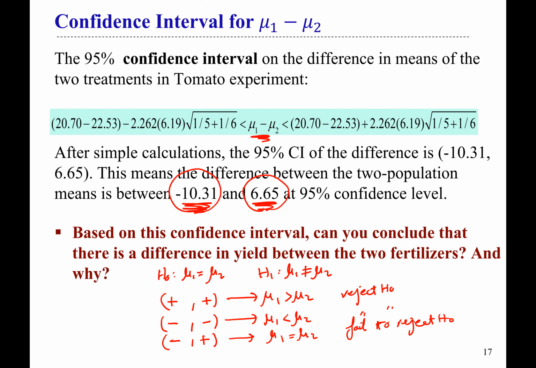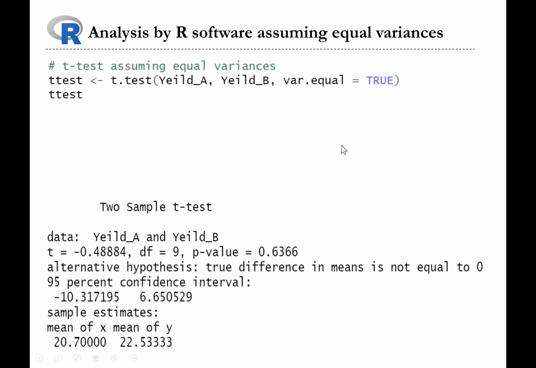So we fail to reject H0, which is the same conclusion from the test of hypothesis. It means mu1 equals mu2 at significance level 5%, the complement of the confidence level. So at significance level 5%, the two types of fertilizers are the same in terms of yield. There is no difference between these two. So this is how to calculate a 95% confidence interval. Do the same thing with 99%. We change only the t value.